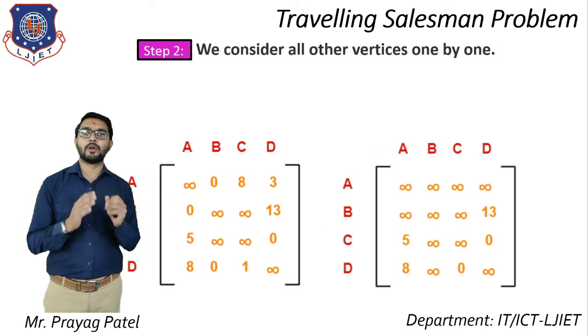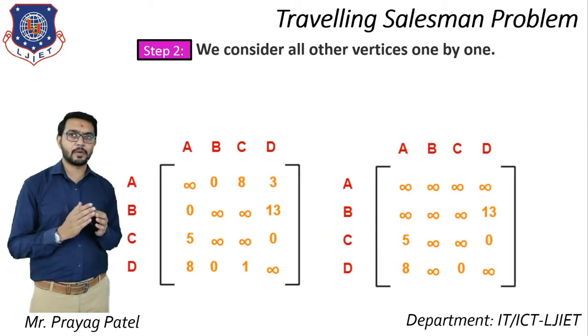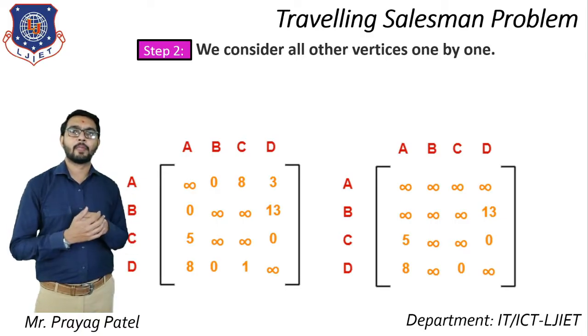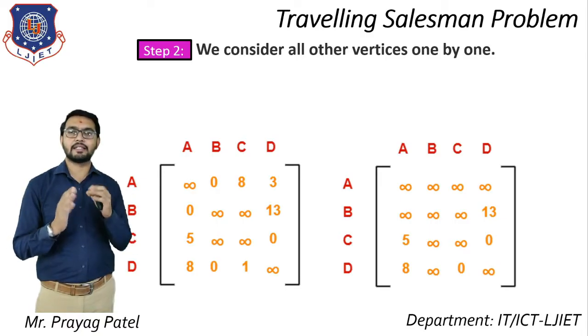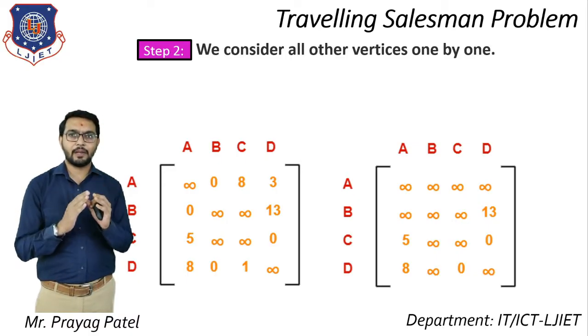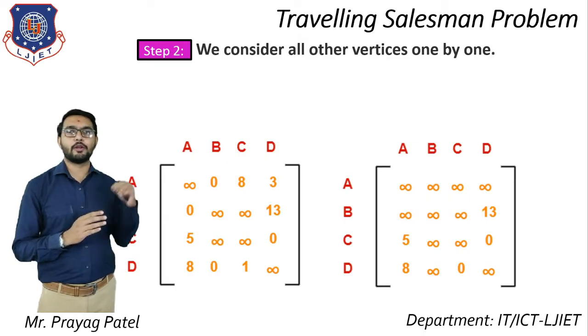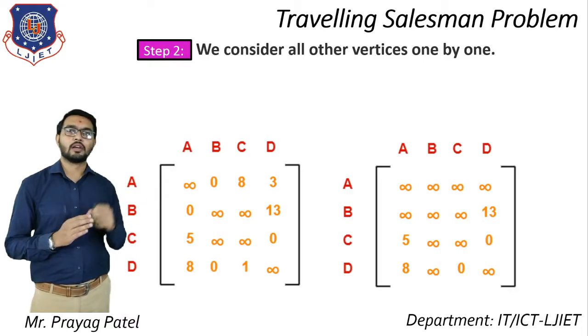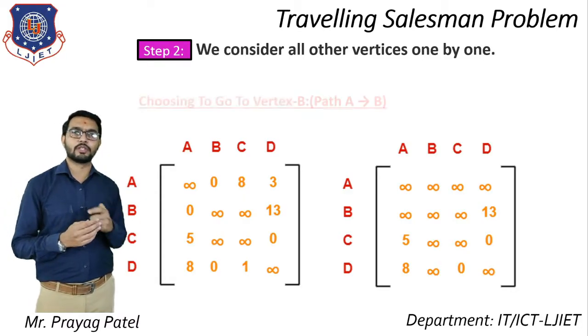So your initial cost for this matrix is 18. Now consider step number 2. In step number 2, we consider all other vertices one by one. Means here consider A as the initial node. Then after node or city A, you can consider path from A to B, then path from A to C, then path from A to D. Consider one by one all the possibilities.